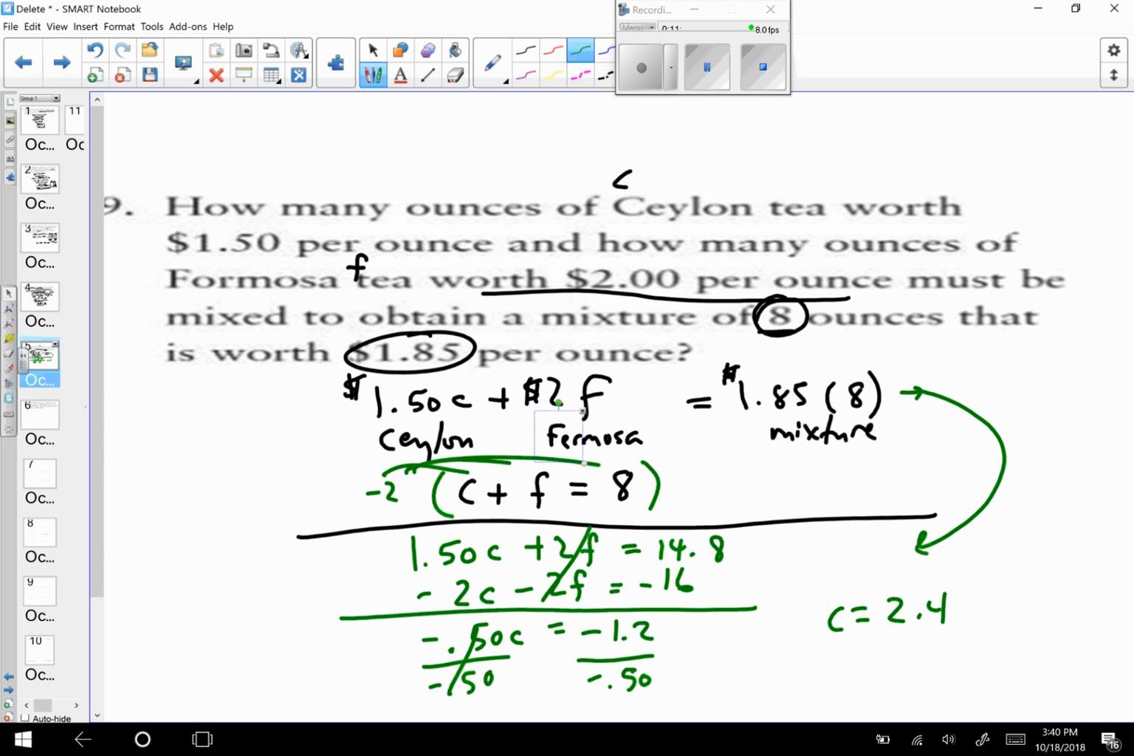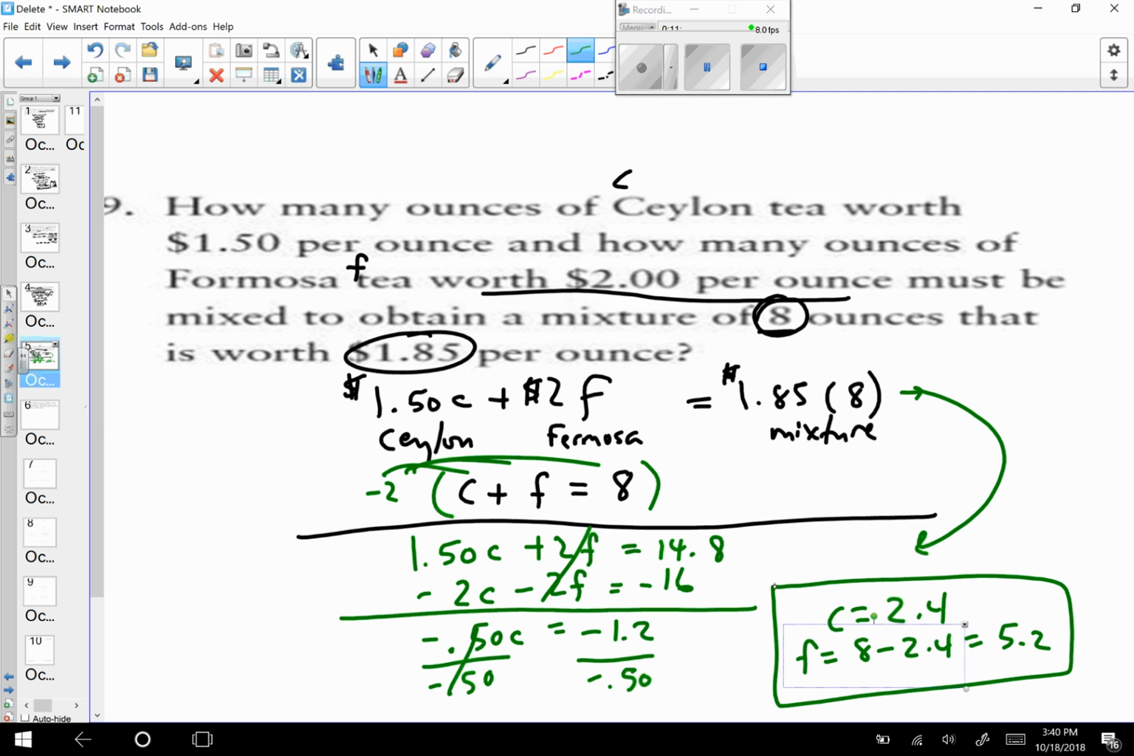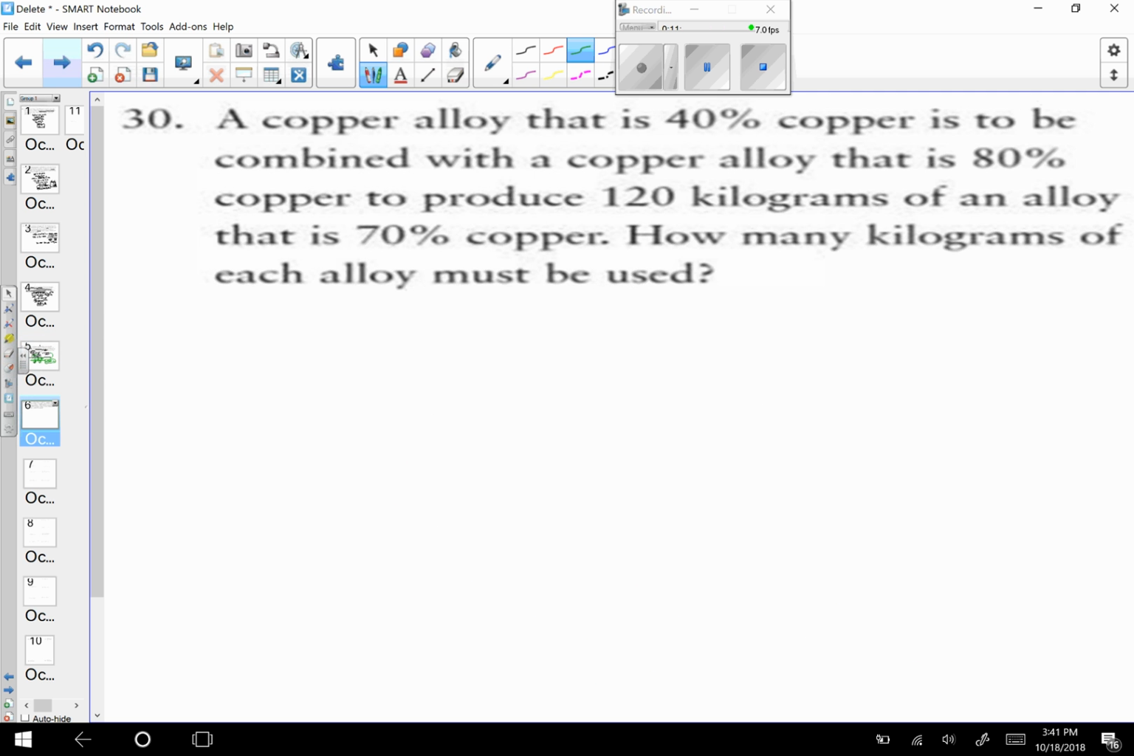And again, you could pull your calculator out and figure that out. So they want to know how many ounces of Formosa tea. So we want to know both, right? So now we know Ceylon tea is 2.4. Altogether has to equal 8. So for the Formosa, that's going to be 8 minus the 2.4, which is equal to 5.6, right? So Ceylon tea is going to have 2.4 ounces and Formosa is going to have 5.6. All right, we're moving on.